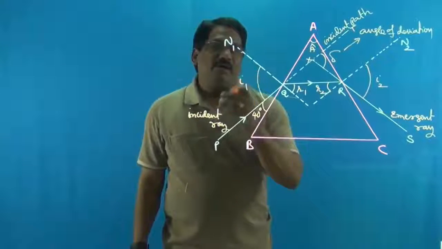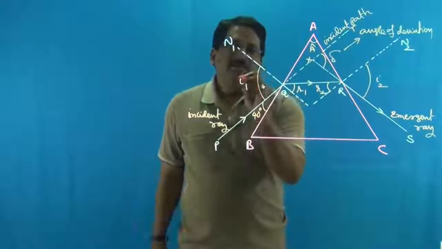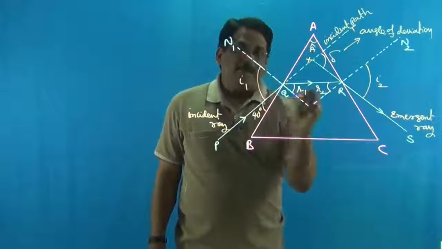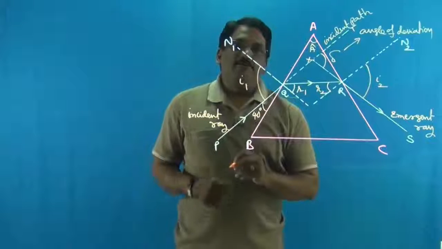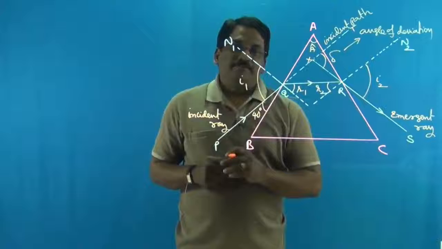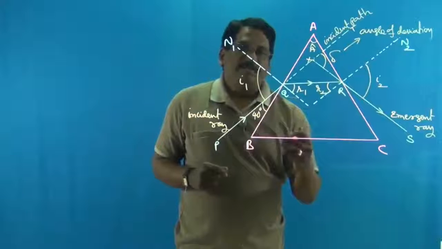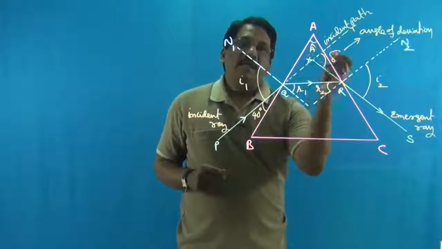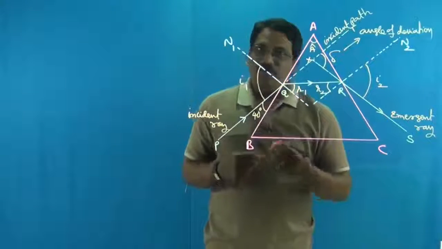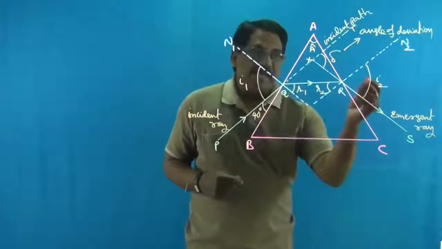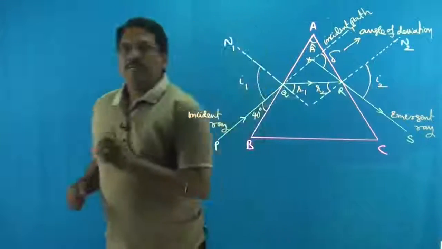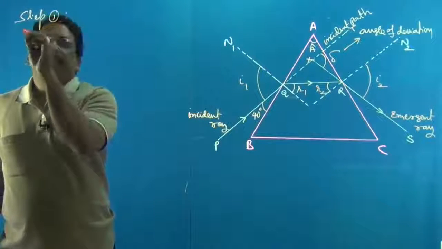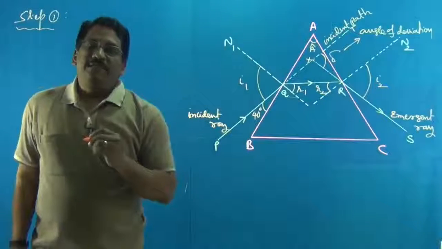So in step 1 of our solution, first we find the value of I1, which is simply 90 degrees, because it is a normal, minus 40 degrees, will give the angle of incidence I1. And then we have a relation among I1, I2, the angle of the prism and the angle of deviation. So by using that relation, we will be able to find the angle of emergence I2. So here step 1, this is to find the angle of incidence.